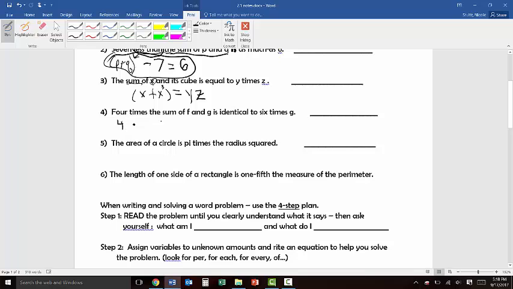Number 4 says 4 times, so draw a dot, sum of, parentheses with a plus, f and g is identical, or is 6 times g. And again, we don't really need the dots in this case, so I just rewrite it to finish off. Oops, fix that. There we go. Or 4 times f plus g equals 6g.